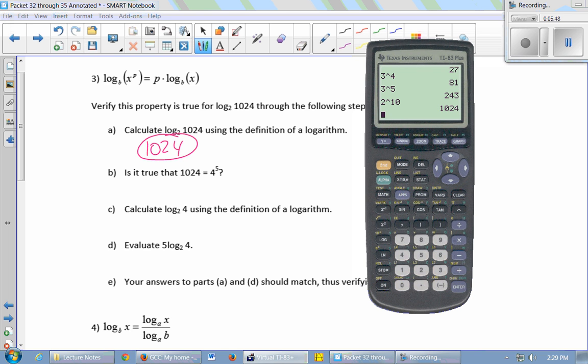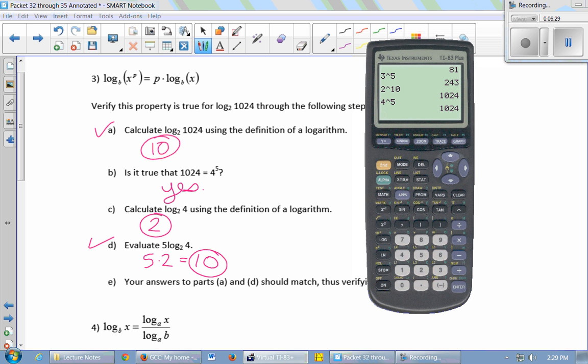Okay. Is it true that 1024 is equal to 4 to the 5th? Yep. Okay, so now I want to calculate log base 2 of 4 using the definition of a logarithm. So 2 to what power gives you 4? The second power. And then 5 times log base 2 of 4. So 5 times 2 is 10. Log base 2 of 1024 is 10 because 2 to the 10th is 1024. And now my answers to parts A and D match, thus verifying the property.